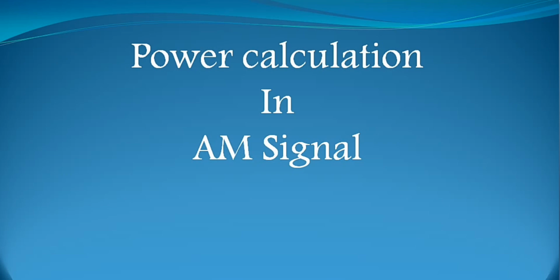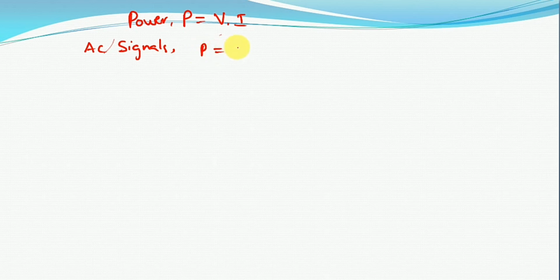So we know that the definition or the mathematical expression of power is the product of voltage and current. So I can write the power as P is equal to voltage times current. For alternating cycle signals, we have to represent the power in terms of root mean square, nothing but RMS value. So I can write VRMS into IRMS.